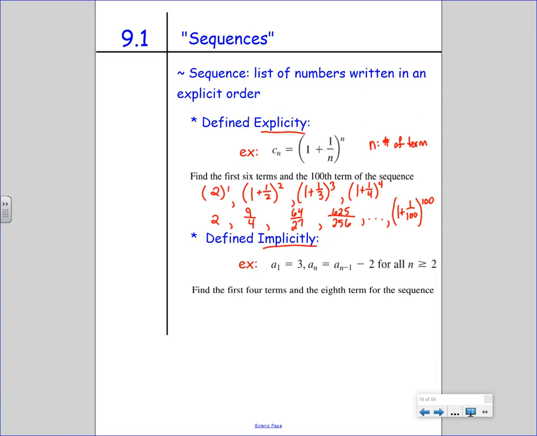So question, how does this one work? Where does it say to start? First 4 terms. Okay, good. So what's the first term?